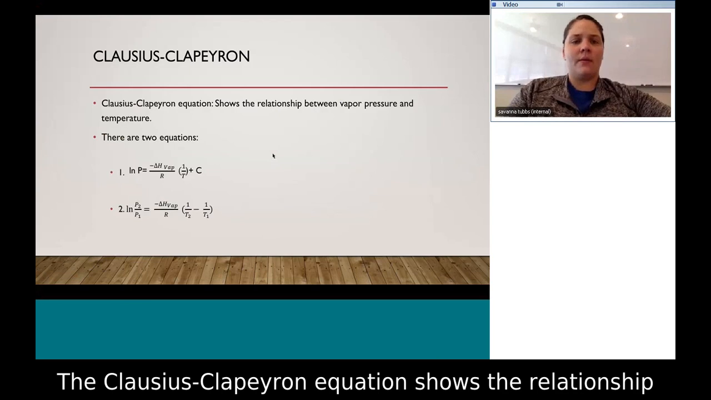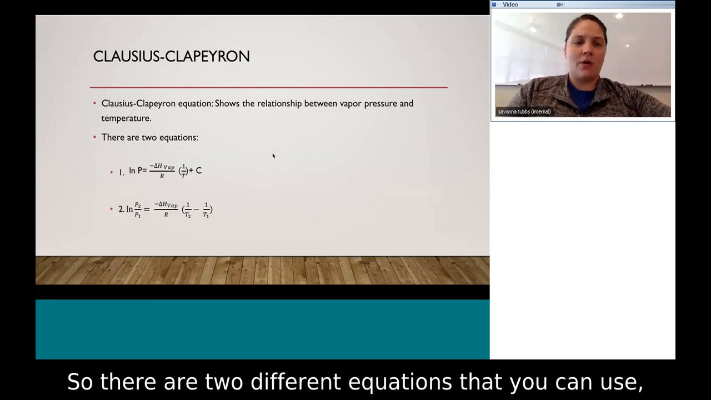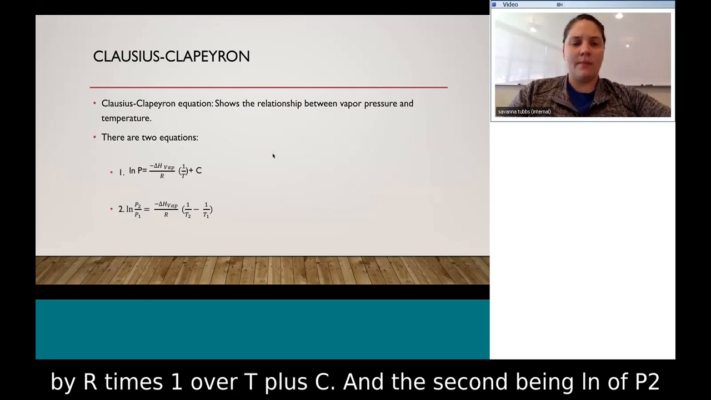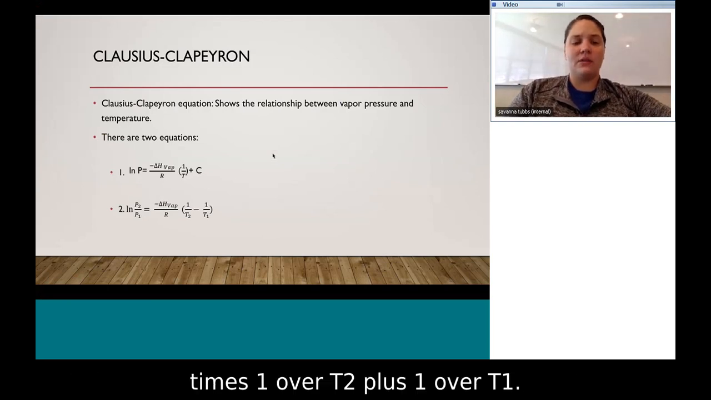The Clausius-Clapeyron equation shows the relationship between vapor pressure and temperature. So there are two different equations that you can use. The first being ln P equals negative delta H vap divided by R times 1 over T plus C, and the second being ln of P2 divided by P1 equals negative delta H vap divided by R times 1 over T2 plus 1 over T1.